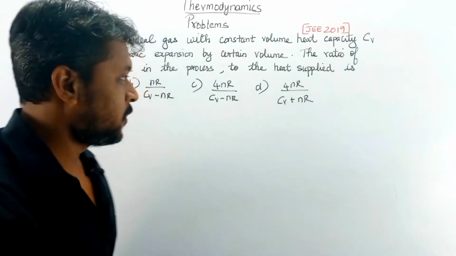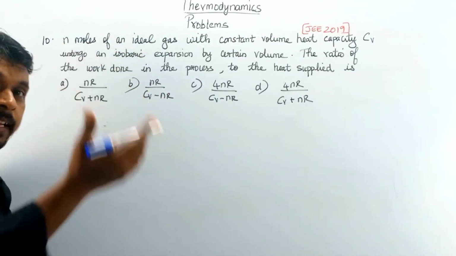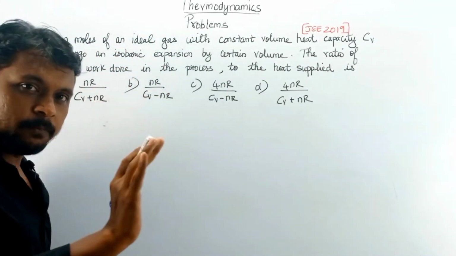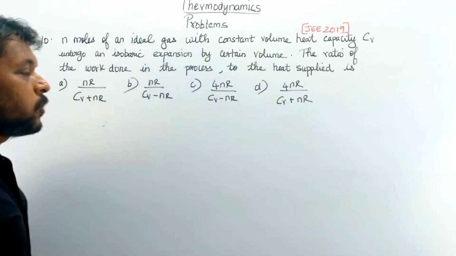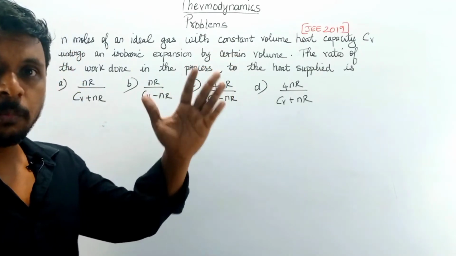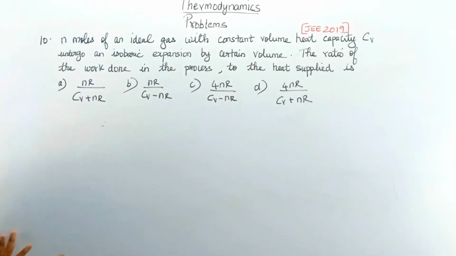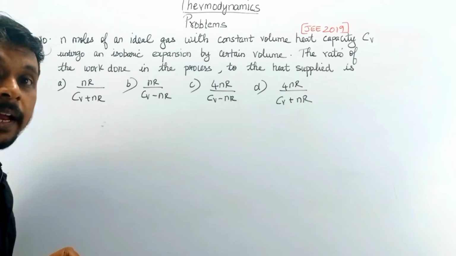Okay, here is the 10th problem. They have given n moles of an ideal gas with constant volume heat capacity, which undergoes an isobaric expansion by a certain volume. Isobaric expansion is a constant pressure process. The ratio of the work done in the process to the heat supplied is.